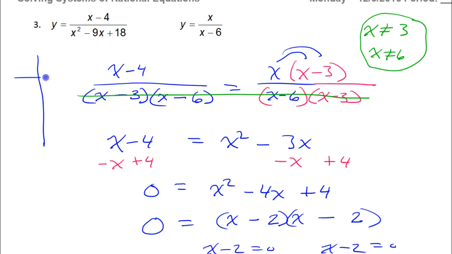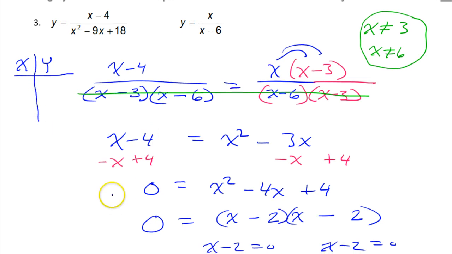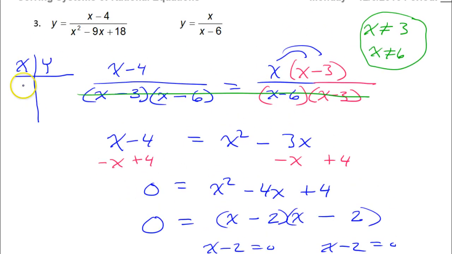So, I don't know why I made this table so big. We have x's and we have y's. I only have one x value though, so I don't need a big, huge table. Our x value is 2. We need the y value to go with it. We can find the y value by using one of these two equations. Might as well use the simpler looking one, which is x over x minus 6.